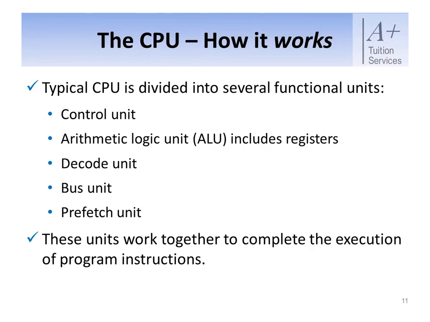So how does the CPU work? A typical CPU is divided into several functional units. So one CPU is divided into the control unit, the arithmetic logic unit, or the ALU, and we spoke about this in our previous lesson. It also has the decode unit, the bus unit, and the prefetch unit. These units work together to complete the execution of programs and instructions. So the CPU must do all these functions in order to execute tasks.